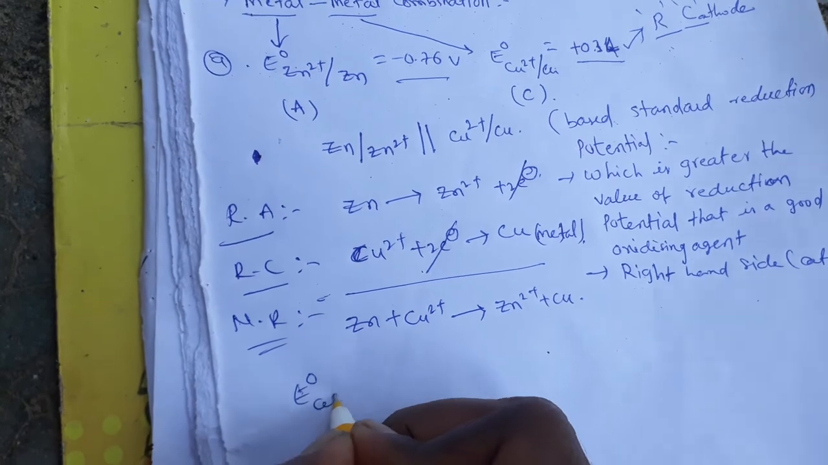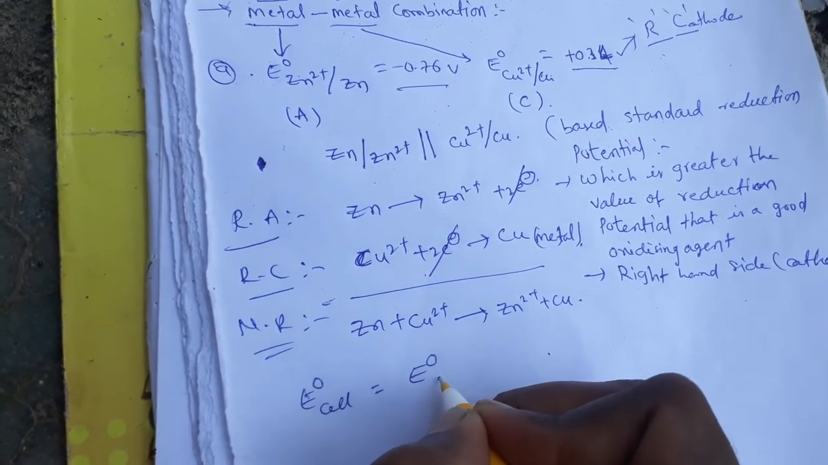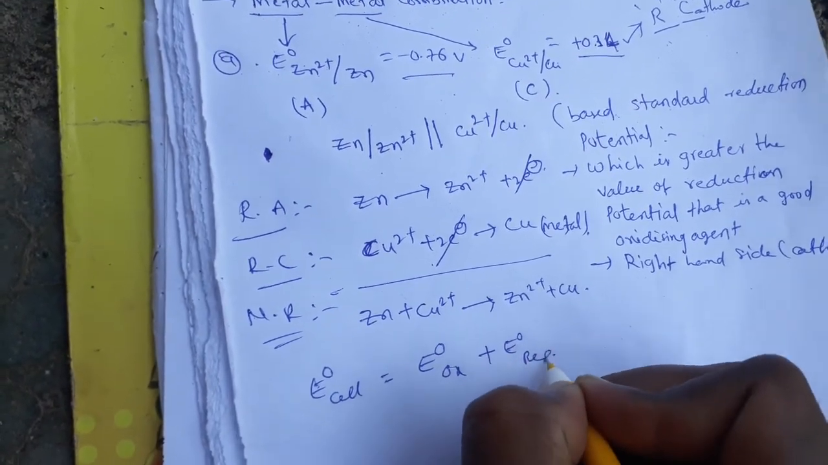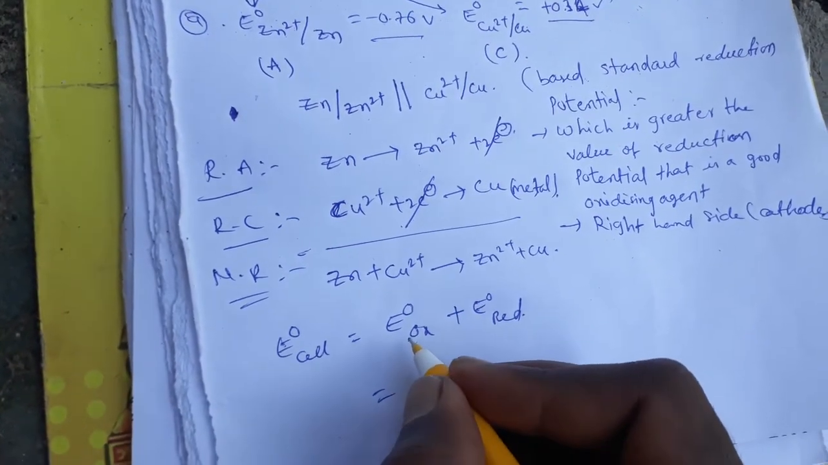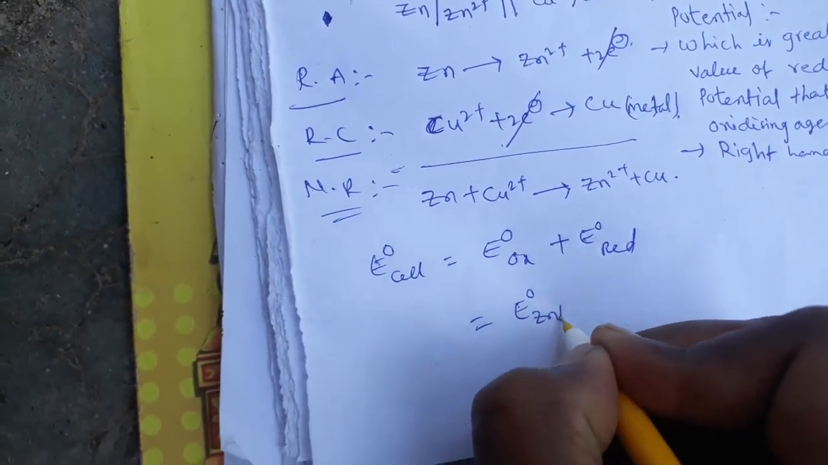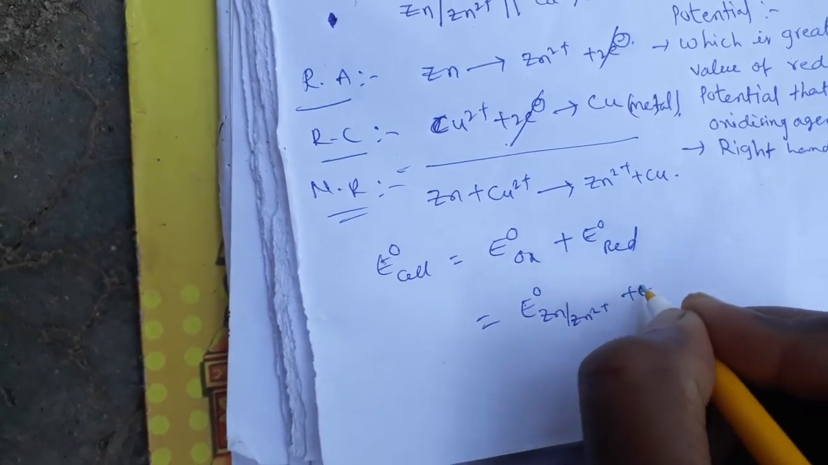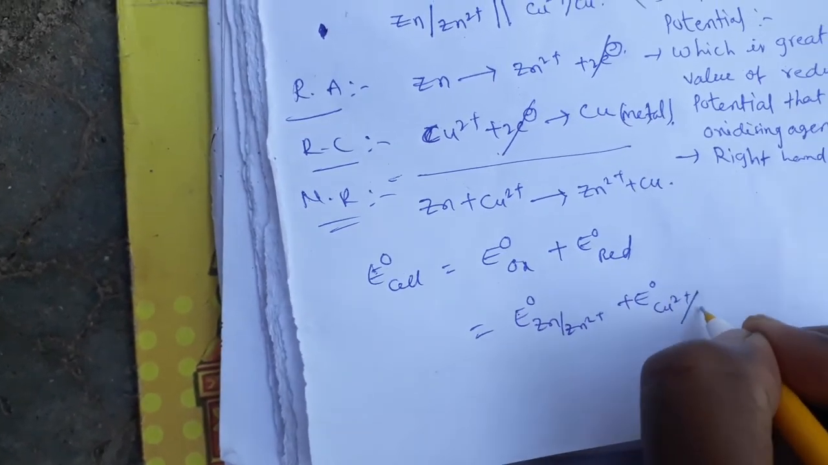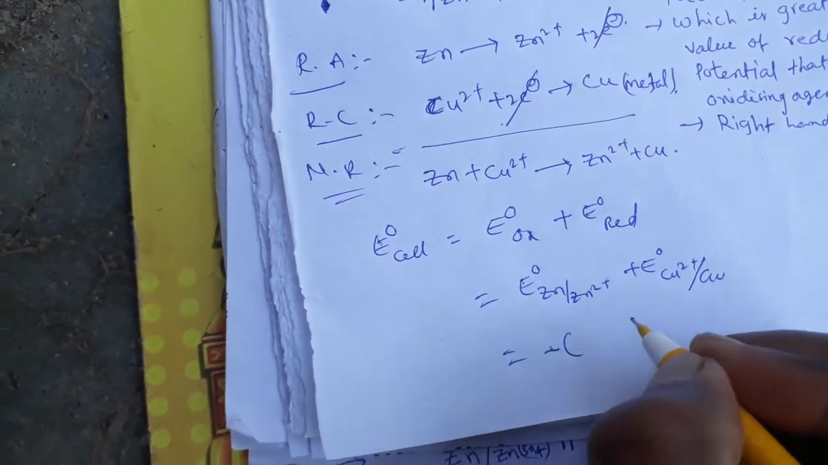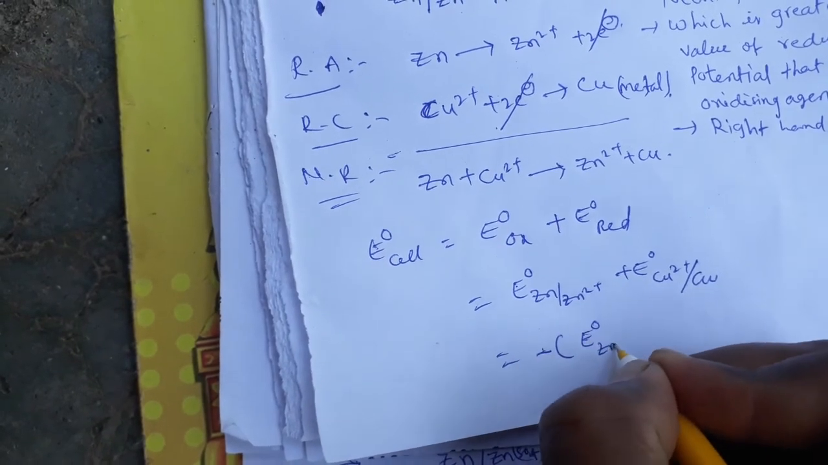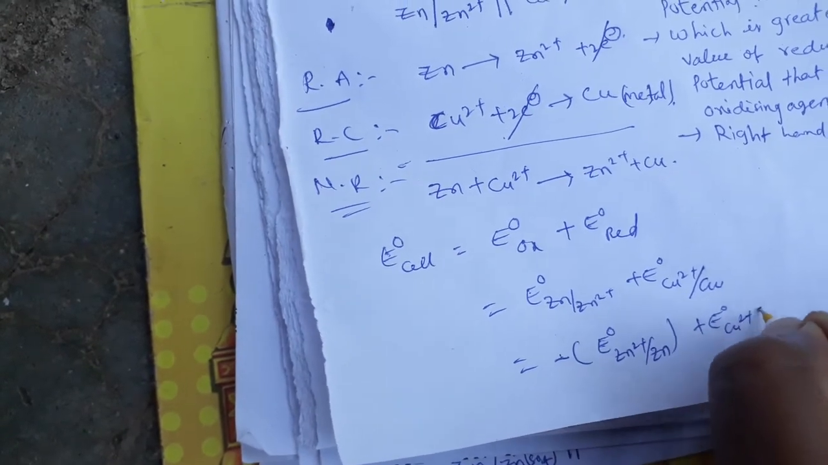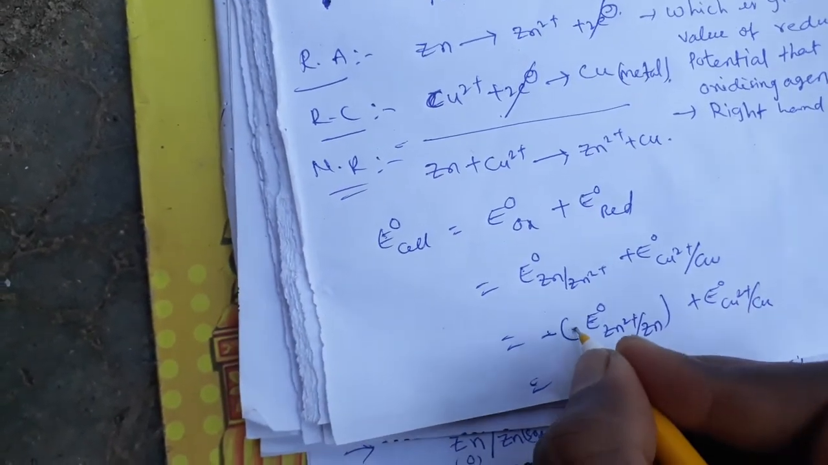We can find out the E naught cell is equal to E naught of oxidation and E naught of reduction. So E naught of the oxidation is the left hand side. Oxidation is this one, so E naught of zinc by zinc 2+, and E naught of reduction means copper 2+ by copper. But the given values are reduction potentials, so this is minus of E naught of zinc 2+ by zinc plus E naught of copper 2+ by copper.